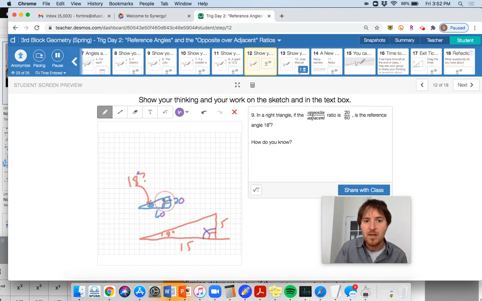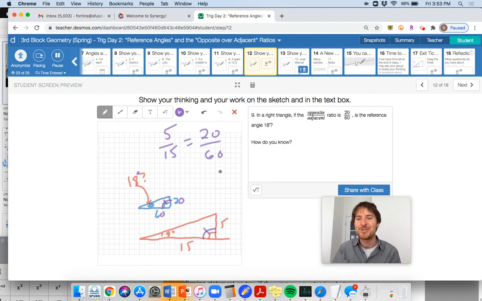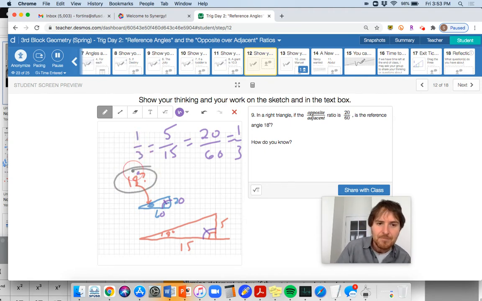It's because right angles are congruent to one another. So we have a pair of angles that are congruent to one another in two different triangles, and their sides, including those, are in proportion with one another. So that's how I would justify it. As a math teacher, I would love to see that if you justified it that way. 5 over 15 is the same as 20 over 60 because they both would simplify down to 1 over 3. So what that proves is that this certainly has to be 18 degrees.